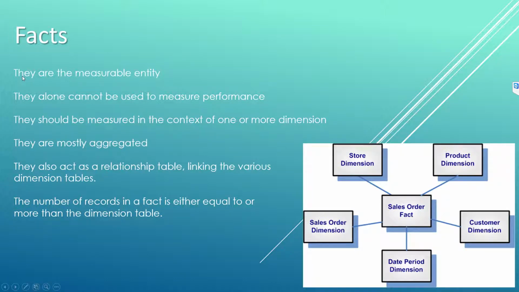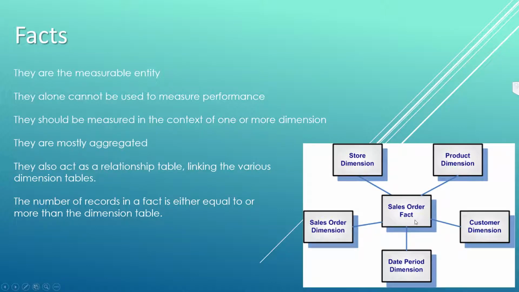So let's look at the attributes of a fact. They are the measurable entity. Measurable meaning you can aggregate them however you want to. It could be a sum, a count, a minimum and maximum, and so on. Any mathematical function can be applied. They alone cannot be used to measure performance. How true. What if you did not have any of these dimension tables? If you just had a fact table, again it would serve no purpose. So they work together.